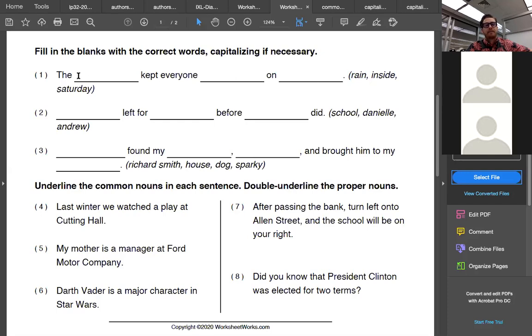Okay. I want to be able to write here. The rain kept everyone dry. Kept everyone inside. You have to use these words. It's like your blank. Oh yeah, I get it. I just want to know how to do this. Let me line text. No, I want to write. How do you write? That's a signature.